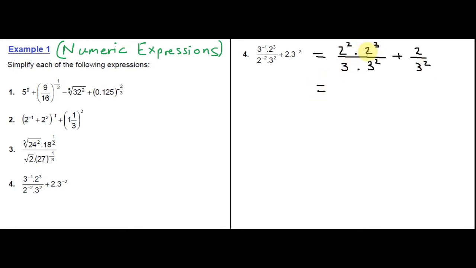Now we can add the powers here in the numerator. So it's going to be 2 to the power of 2 plus 3. So 2 to the 5. And the same in the denominator. It's going to be 3 cubed. Then 3 squared, of course, is 9. 2 to the 5 is 32. And that's going to be over 27.